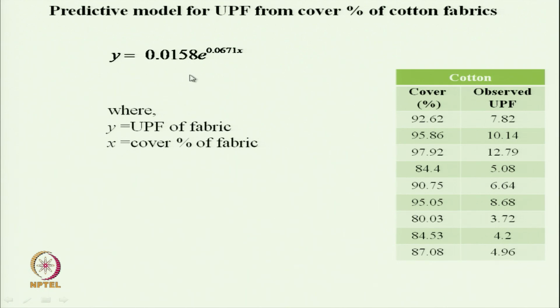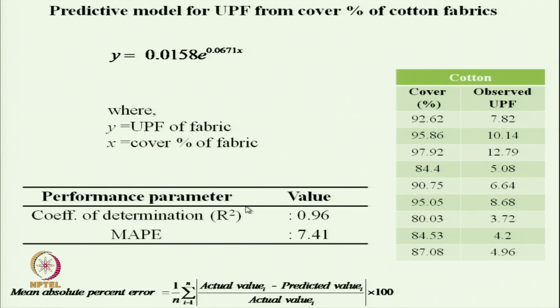So, we get this equation, y equal to 0.0158 e to the power 0.0671 x. This is the exponential equation we get, and here the mean absolute percent error is 7.41%. This is the error percent. Here is the predicted model of UPF from cover percent of cotton fabric.